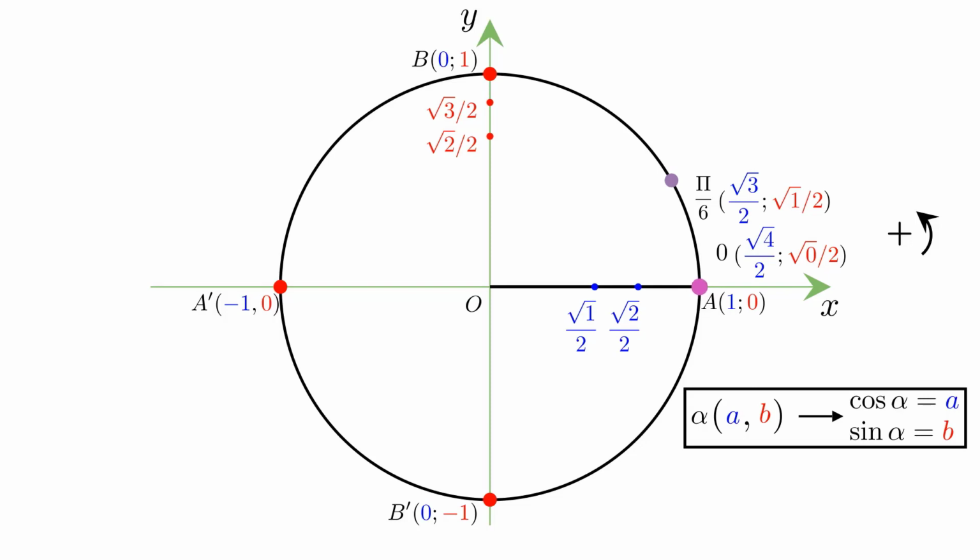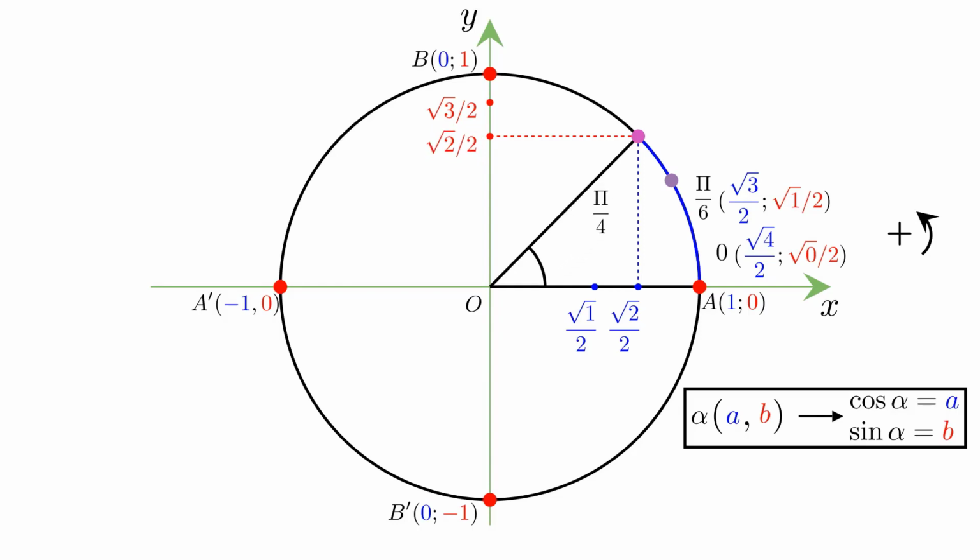Bringing the dot back to point A, continuing its movement in the positive direction. The rotation angle is now pi over 4. Projecting perpendicularly onto the horizontal axis, the value of cosine is the square root of 2 divided by 2. Projecting perpendicularly onto the vertical axis, the value of sine is the square root of 2 divided by 2.